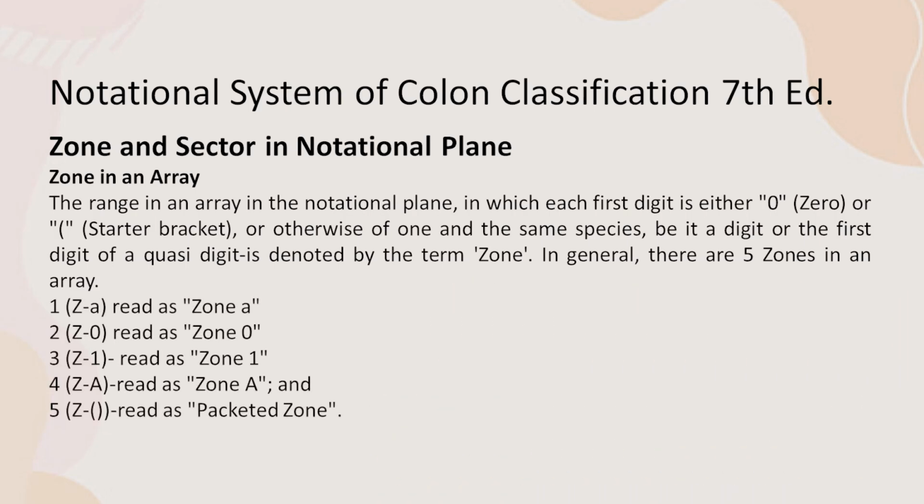Zone 1 or zone A is capital Z to A, read as zone A. In this way, we get zone 0, zone 1, zone capital A and bracketed zone. And for details, you can consult chapter CL.